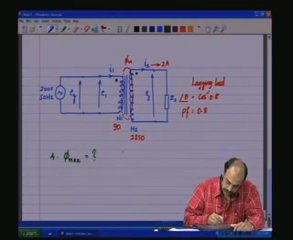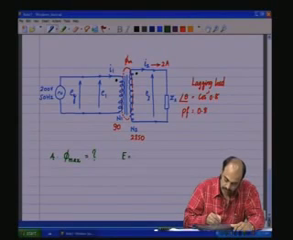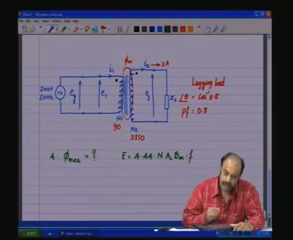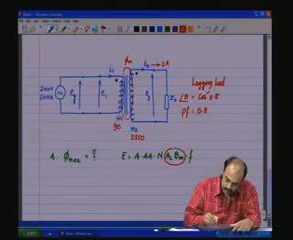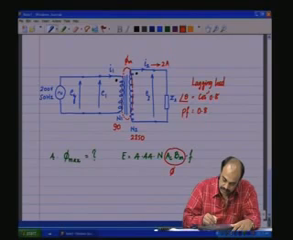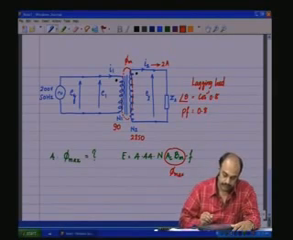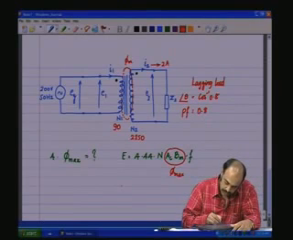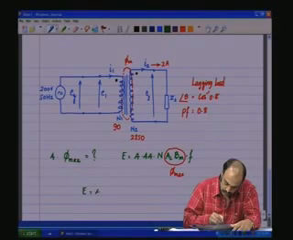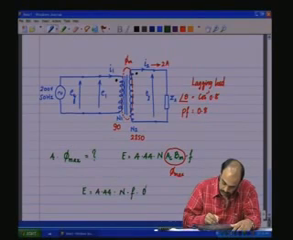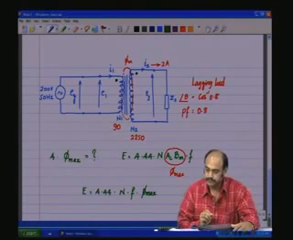So, we know that E is equal to 4.44 N AC BM into F. What is this one? Flux density into AC is nothing but phi max or phi m. So, E is equal to 4.44 into N into F into phi max or phi m.